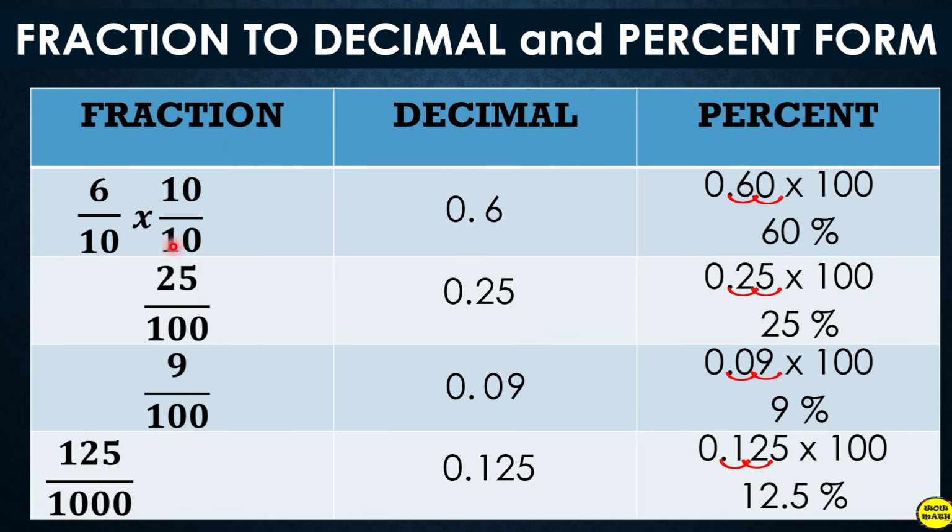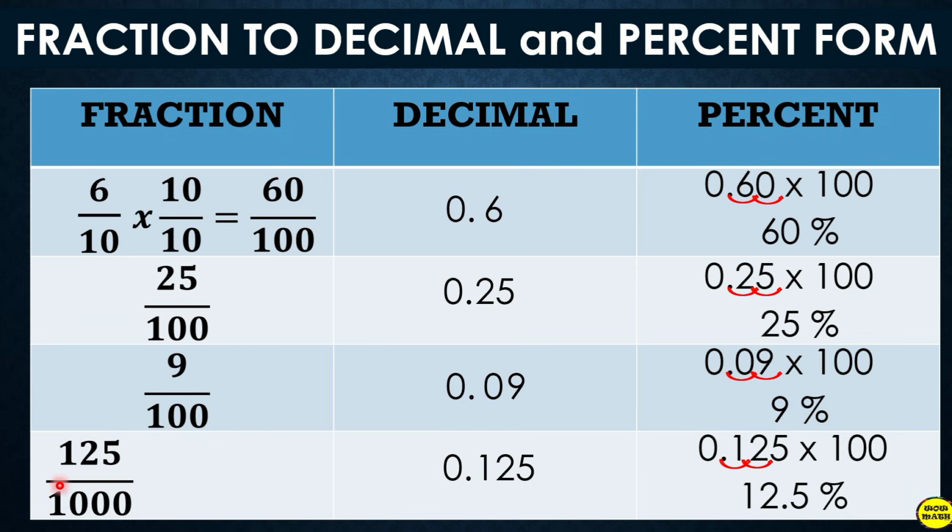So, we will have times 10. So, ang denominator natin ngayon, magiging 100 na. Ang numerator, 6 times 10, that is 60. So, since 100 na yung denominator natin, therefore, that is 60. 6 over 10 is 60%. Ayun siya. Okay?